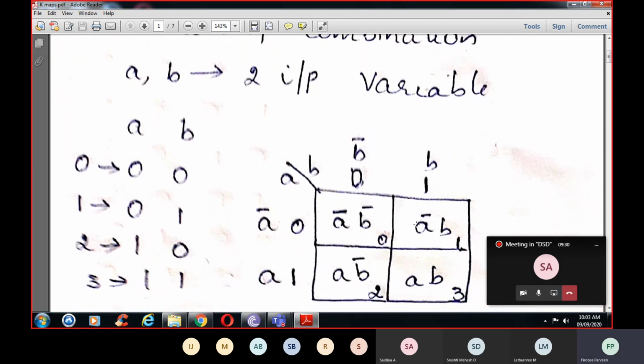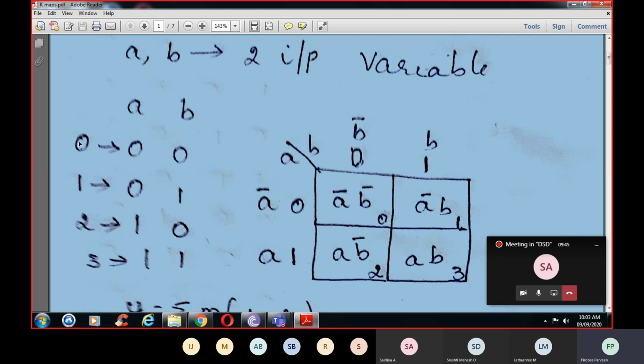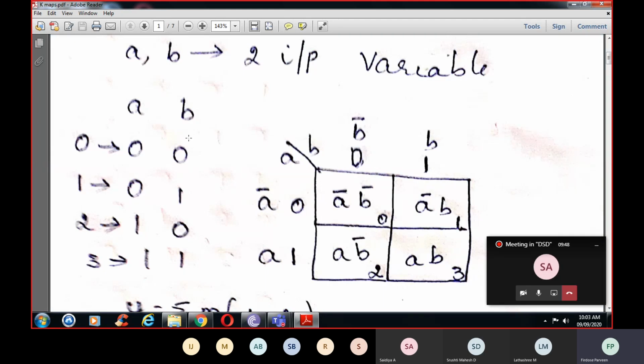It is represented here, the 2 variable K-map. If you have two variables A and B, how many combinations will you have? 4 combinations: 1, 2, 3, 4. It is represented by decimal notation 0 to 3. So 0 0 represents 0, 0 1 represents 1, 1 0 represents 2, 1 1 represents 3. So 4 combinations means 4 cells. This is one cell, this is one cell, this is one cell, and this is one cell.